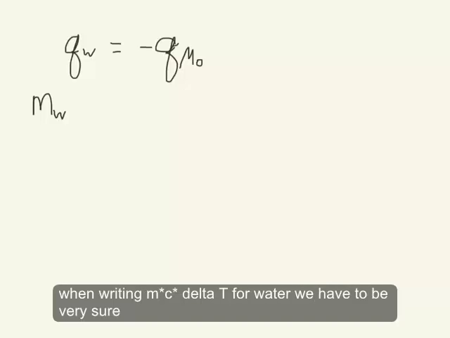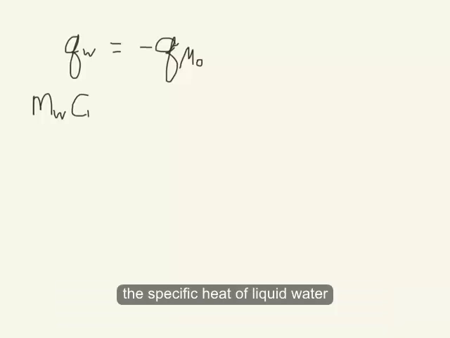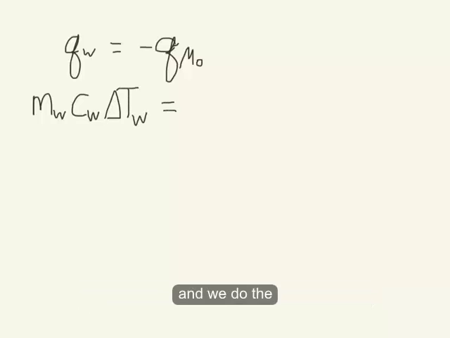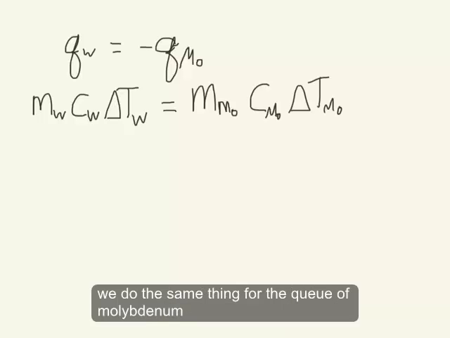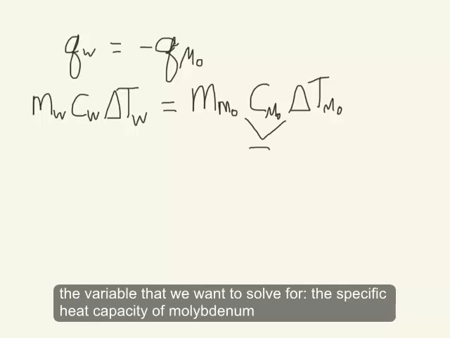When writing mc delta T for the Q water, we have to be very sure that we make it clear that this is the mass of the water, the specific heat of liquid water, and the change in temperature of the water. And we do the same thing for the Q of molybdenum. And now we have done something important. We have introduced the variable that we want to solve for, the specific heat capacity of molybdenum.